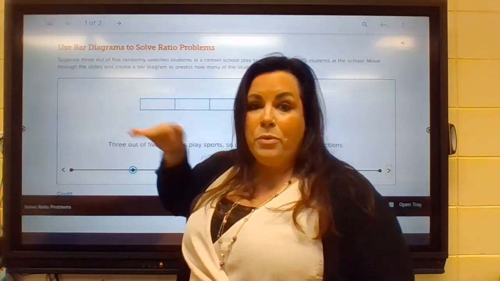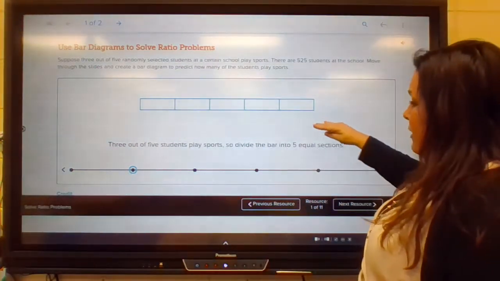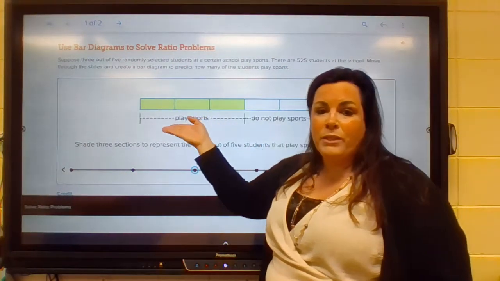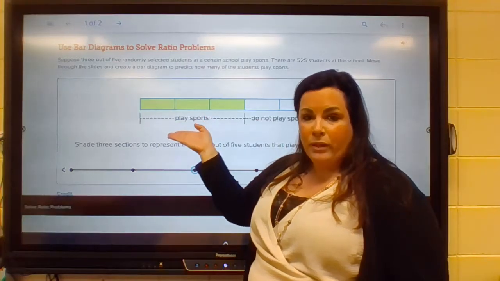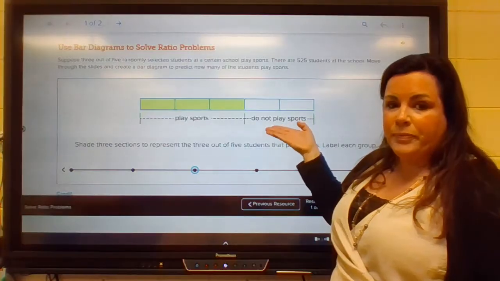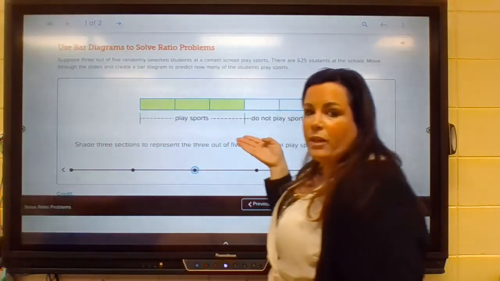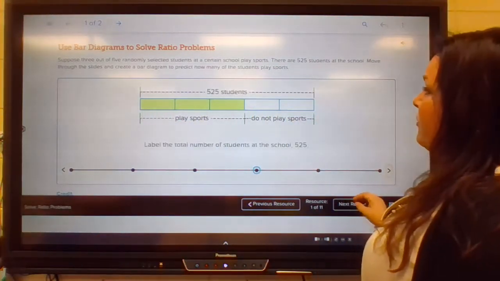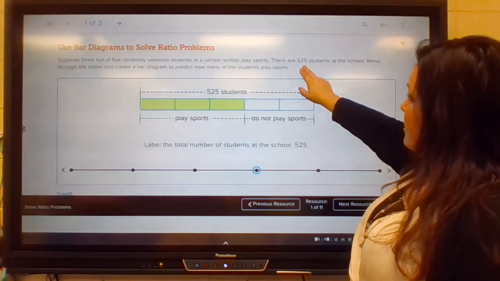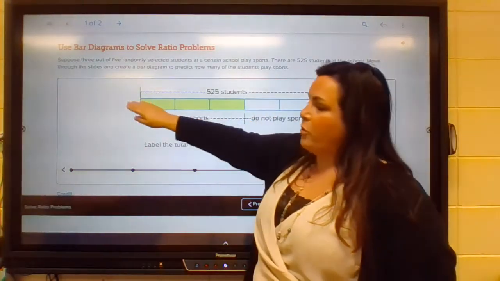So we can show 3 out of 5 using our bar by first dividing it into 5 sections. Then we shade in 3. These 3 represent the students that play sports. These are the students that do not play sports. So we're given the fraction 3 out of 5, and we're using that information in our bar here. Now, we know that there's a total of 525 students. So the entire bar represents 525 students.